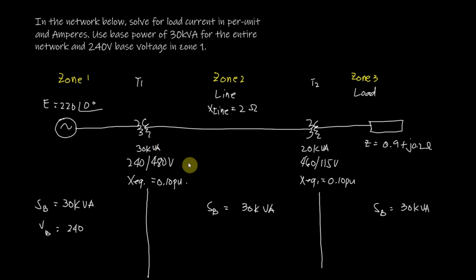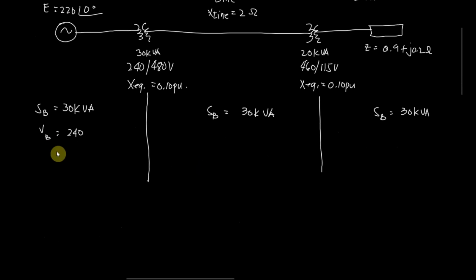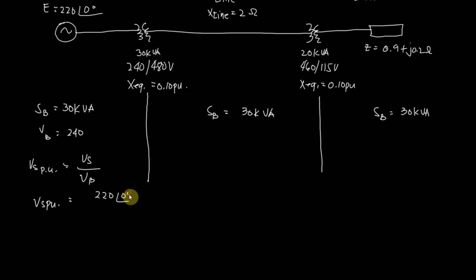Okay? So, ngayon, i-compute natin yung ating per unit sa voltage source, which is equal to yung E divided by yung ating base, VB. Okay? So, yung voltage source natin, ayun yung E, kasi sa generator, ang convention natin sa voltage is E, hindi V. So, ang voltage source per unit natin is equal to 220 angle 0 degrees divided by, ang ating base is 240. Okay? So, ito, volts in volts.